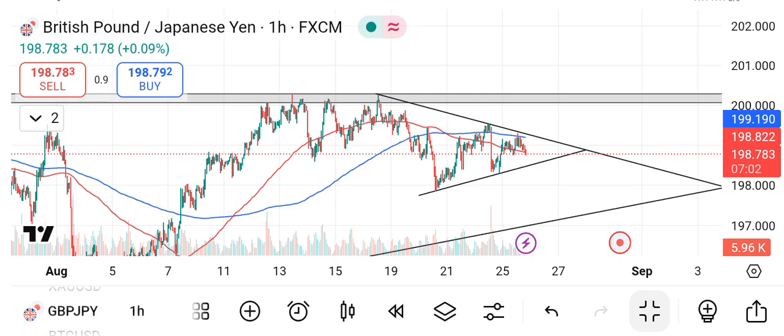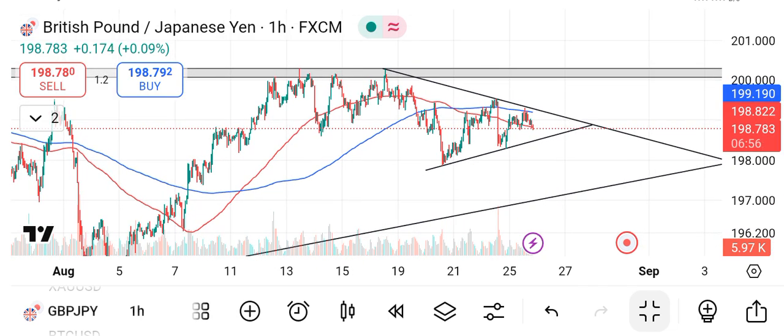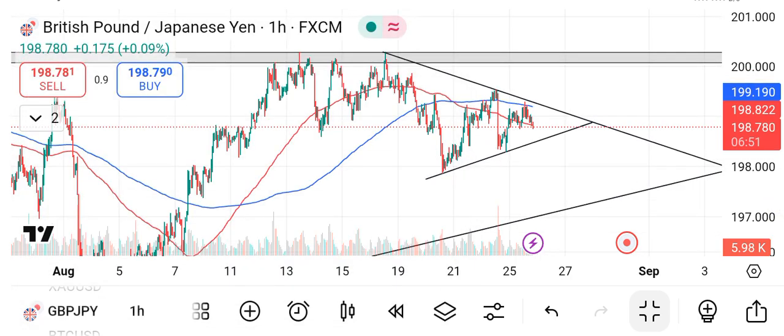So now, what are we doing? We are analyzing to know where we can get the possible entry for this sell to give us the lower low. That is what we are on now.